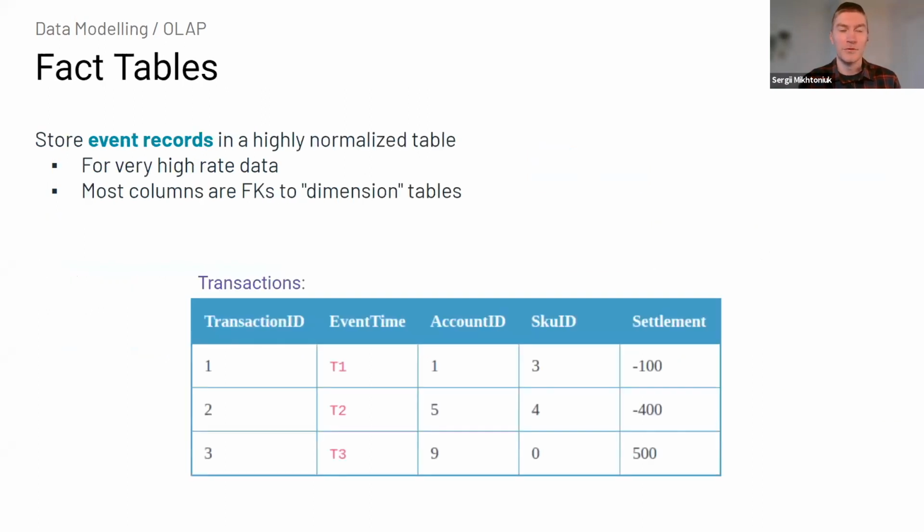At the center of it is the fact table that just records the events over time. So here we have transactions happening at T1, T2, T3, etc. This is a very dense table. It's optimized for high rate and high volume of data. And most columns are foreign keys to the dimension tables.